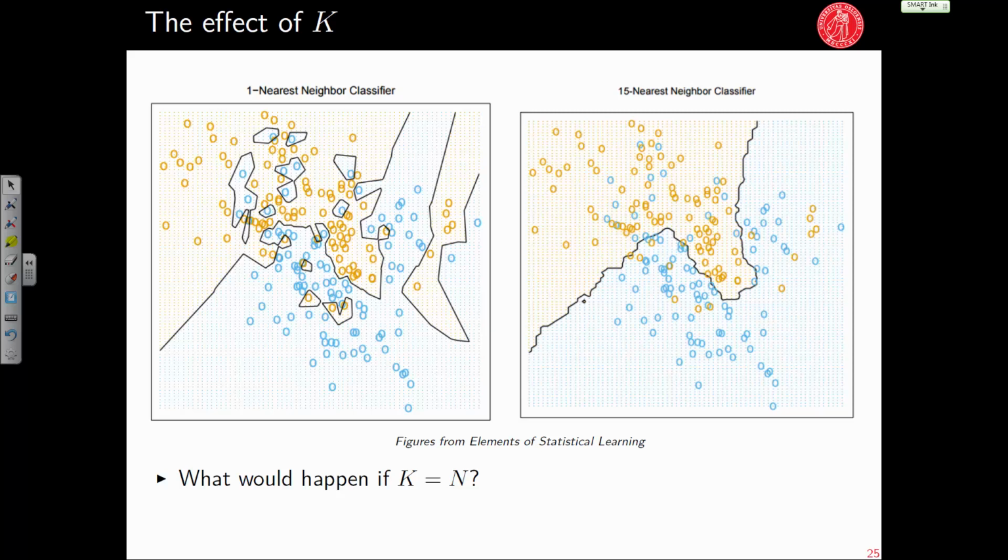What happens if we make k equal n? If we make n the number of training examples we have in our data set, what would be the result? Yeah, always the most common class. That's what we call the majority class, sometimes used as a baseline to compare classifiers. So assign an object to the majority class all the time. If your majority class is 56%, then you are correct 56% of the time.